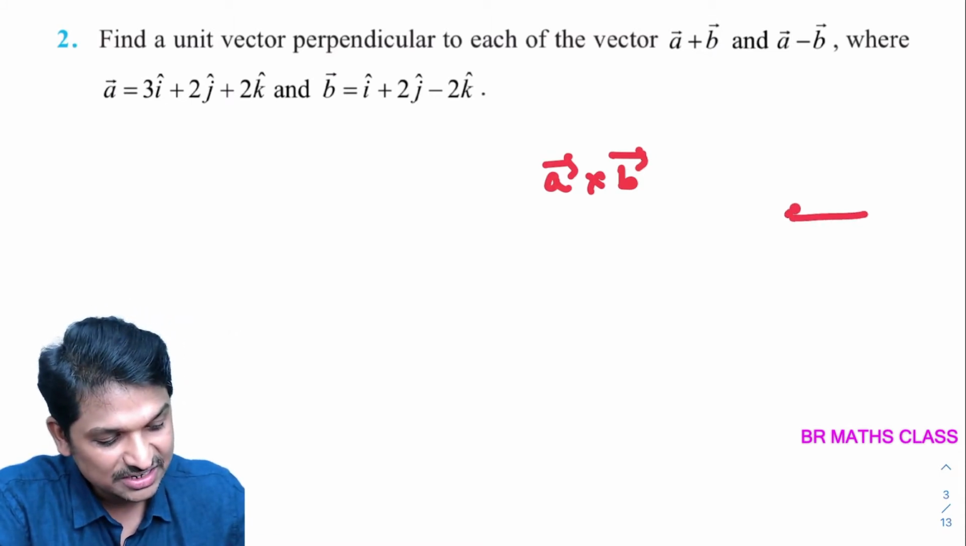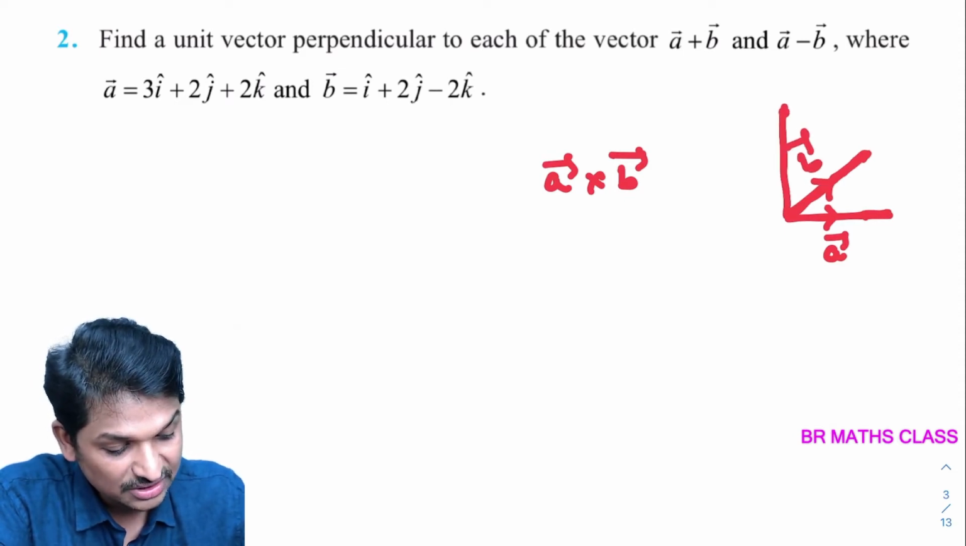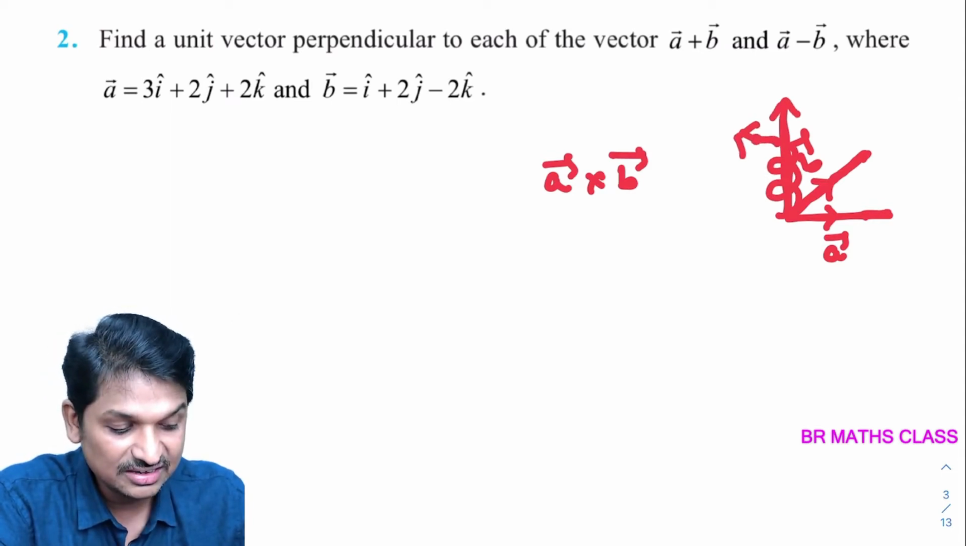Something like this. You please try to imagine whatever I am drawing here. You try to imagine in three-dimensional geometry. This is a bar and this is b bar. Something is like this. Okay. You observe this is the vector. We discussed these things in earlier class. You observe this vector. This is the vector a bar cross b bar.